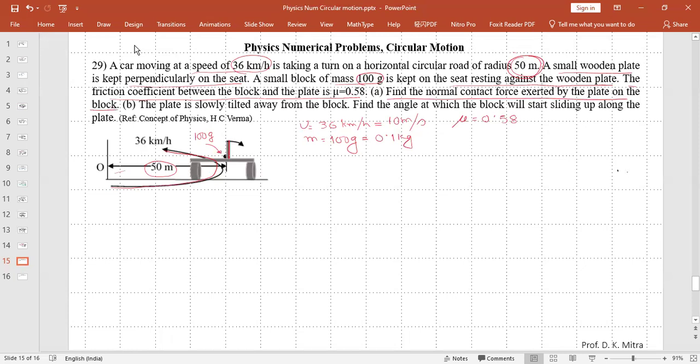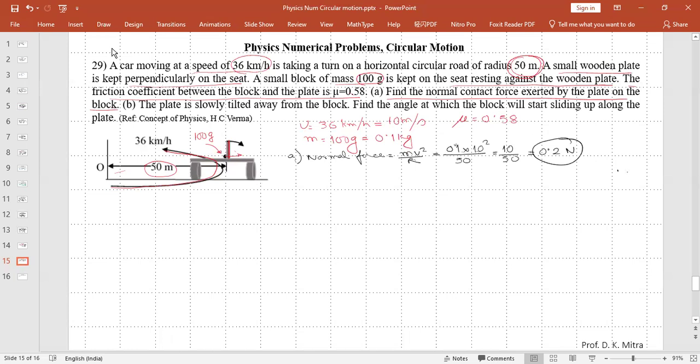Now, when the plate is perpendicular, the normal force applied by the block on the plate is only equal to mv square by r, because there is no other force available here. So the first question is question A. Normal force is equal to mv square by r, which you can also call centrifugal force. m is 0.1, v is 10, so 10 square, r is 50 meter, which gives 10 by 50, this is equal to 0.2 newton. This is one.